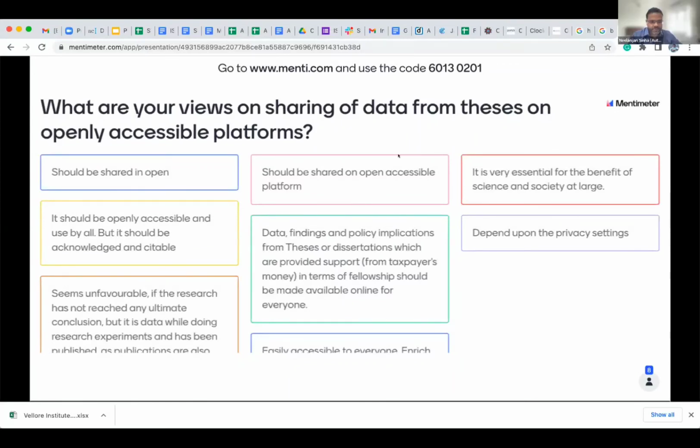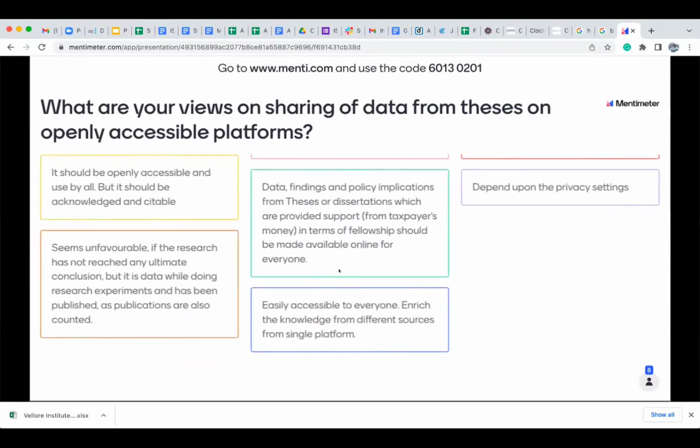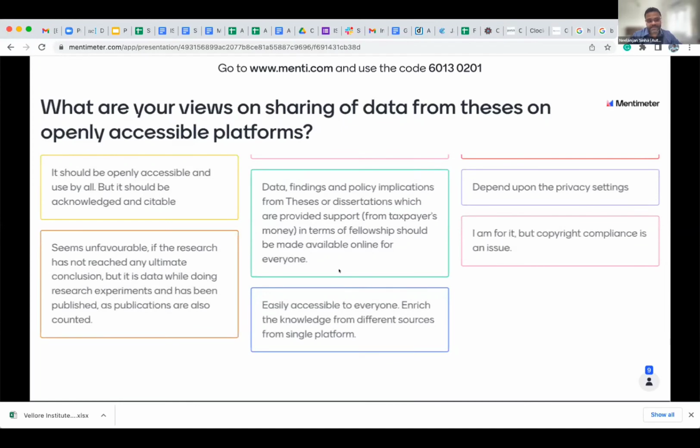Shivan, can you scroll down a little bit? Yeah, there's an interesting comment here. Seems unfavorable if the research has not reached ultimate conclusion, but it is data while doing experiment and has been published. Yeah, that's a fair point. And these are some of the practical challenges we are trying to address. We're trying to find a middle ground for it. Copyright compliance is an issue, yes.